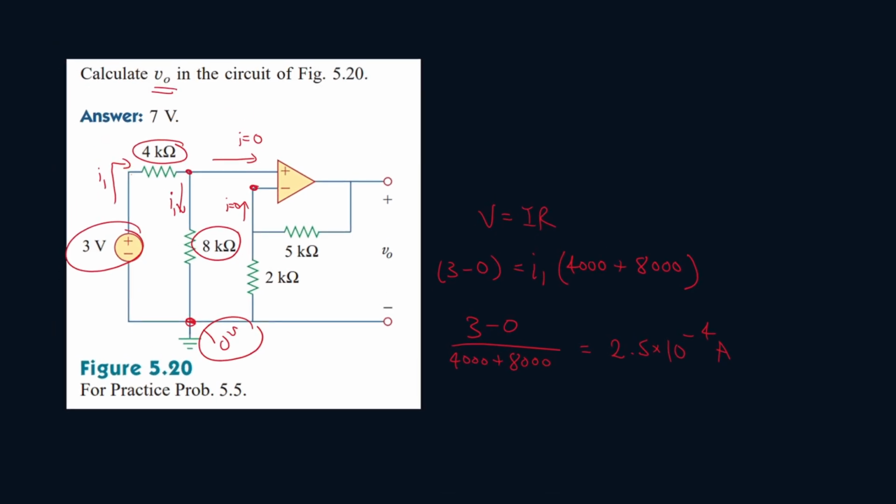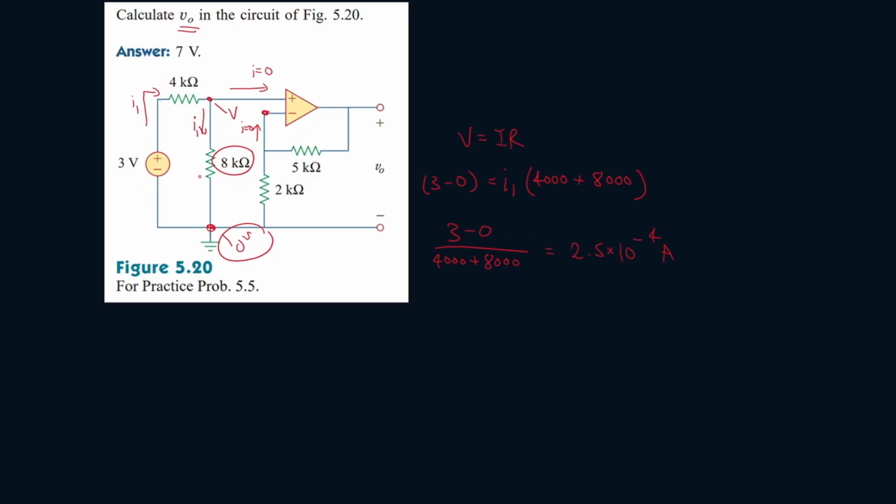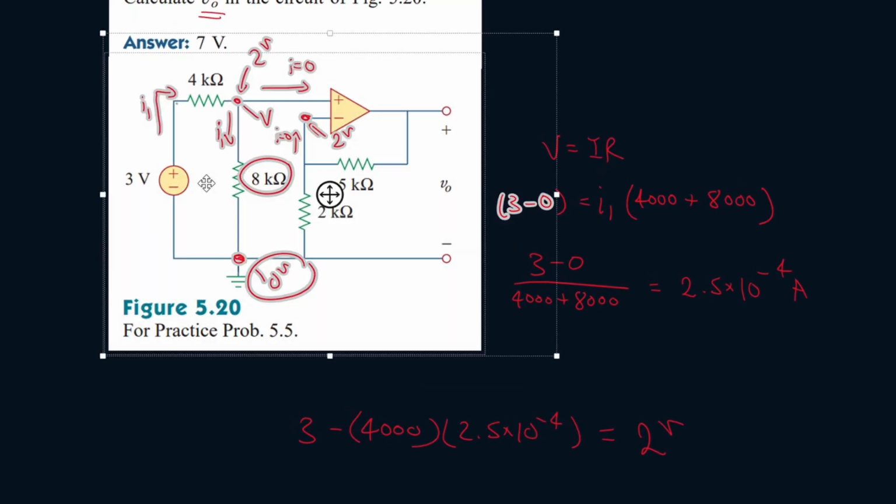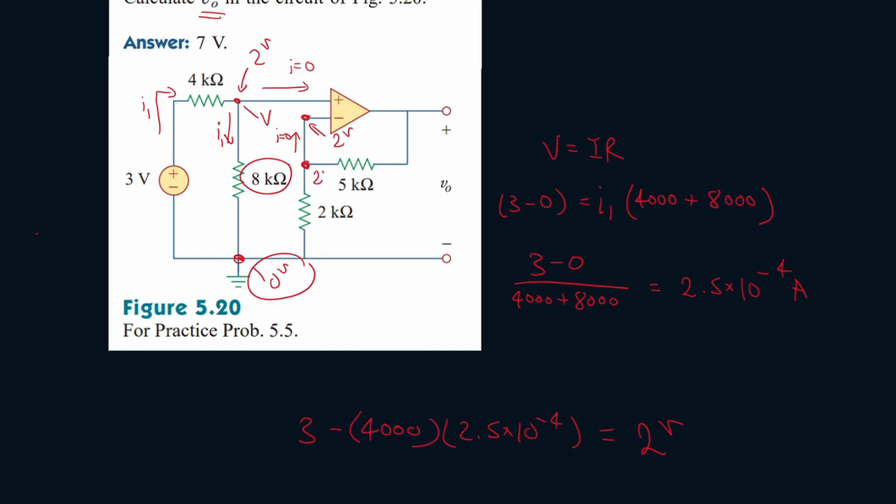And we can use this information to solve for the voltage here. So we see when we move through this resistor, our voltage drops. So 3 minus 4,000 ohms times the current will give you your voltage drop, which will be the voltage here. So that gives me 2 volts. Okay, so that means the voltage here will be 2 volts, and that will also be the voltage here. This one will also be 2 volts, which means the voltage here will be 2 volts as well.